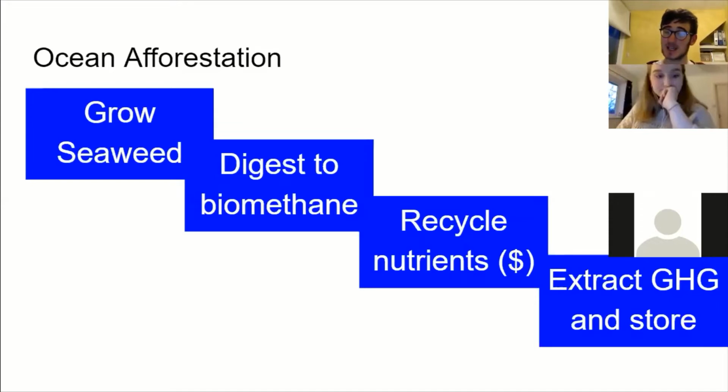I'm not saying this is going to be possible, but I'm saying at least it could. So firstly, we grow seaweed at huge scales. We then digest the seaweed to something called biomethane, basically methane generated from biomass plants. Biomass is like living mass, so that's plants in this case. And we can then use this biomethane as a fuel by burning it.